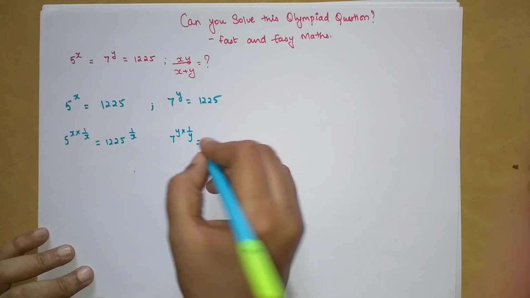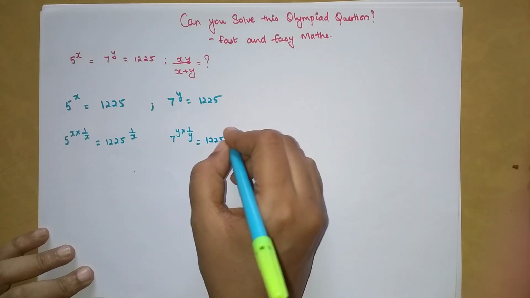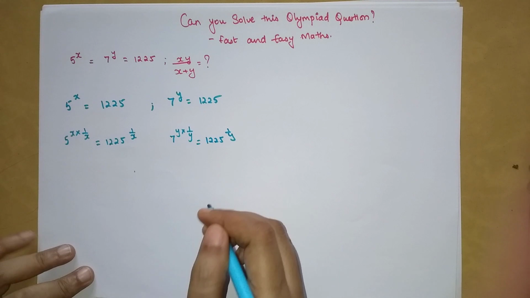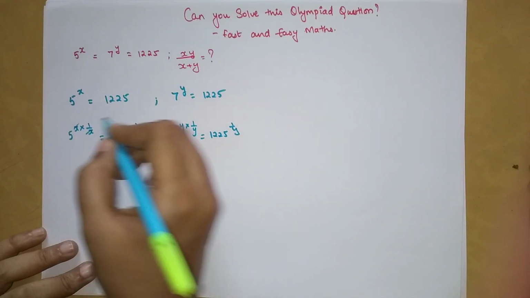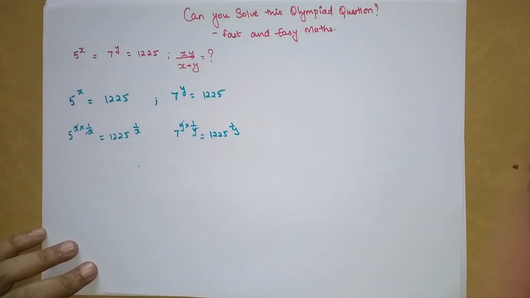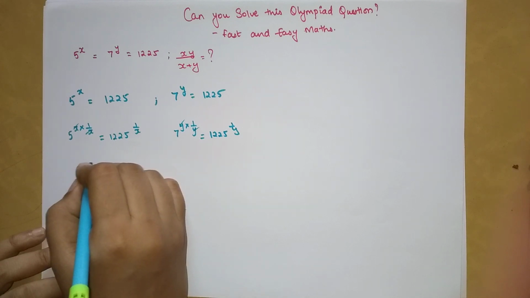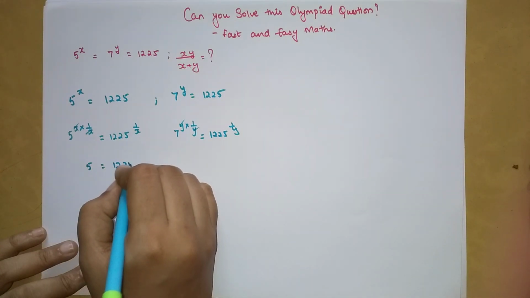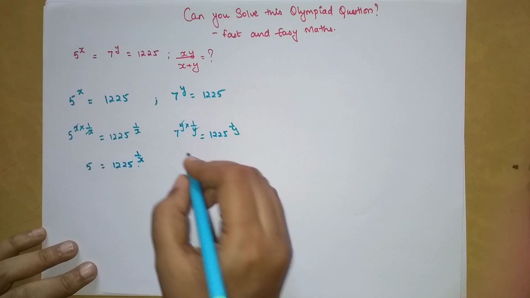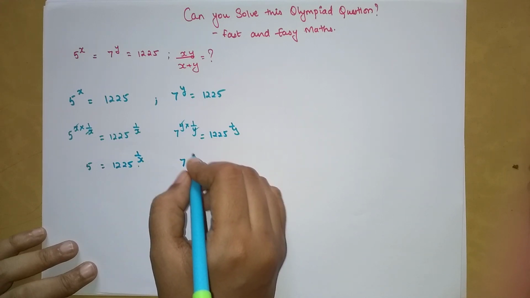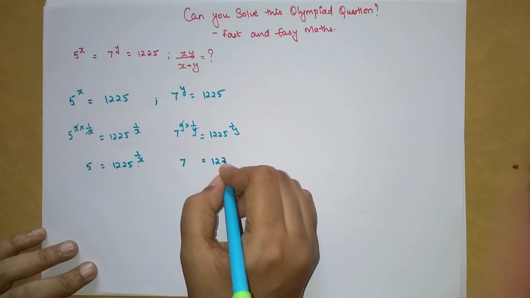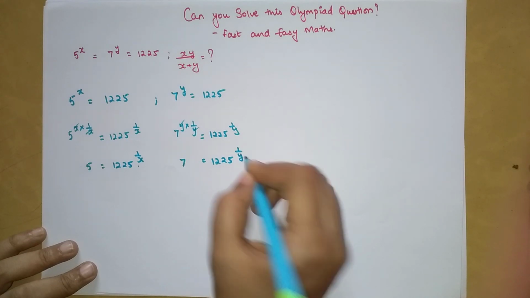So this is 1225 raised to 1 by x. So this x and this x will get cancelled. This y and this y will get cancelled. So we'll be left with 5 is equal to 1225 raised to 1 by x. We have 7 is equal to 1225 raised to 1 by y.